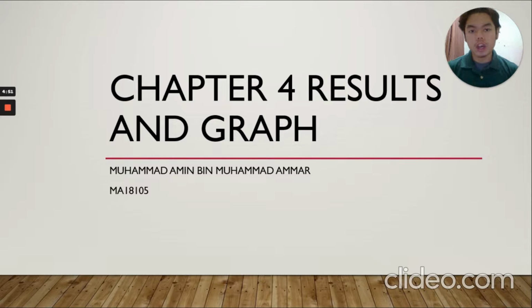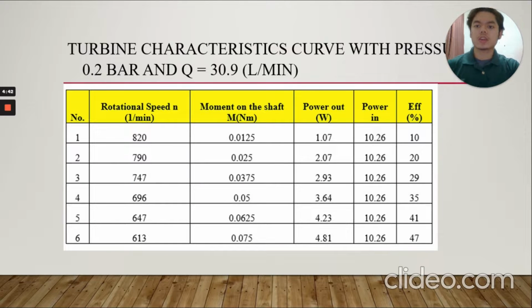So today I will present to you about our experiment 5, which is the Pelton wheel, for the results and the graph. So next, this is our turbine characteristic curve with pressure 0.2 bar and Q 30.9. This is the table that we have completed, where we have managed to calculate the power output, the power input, and the efficiency of the turbine, with different rotational speeds and the moment of the shaft.